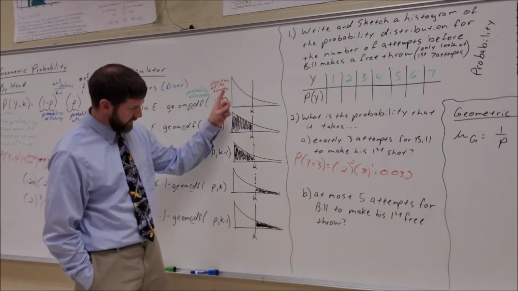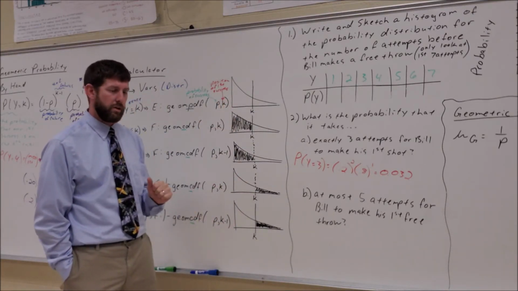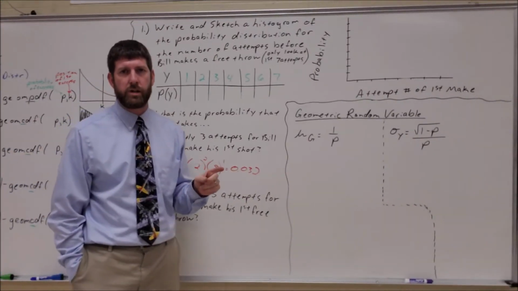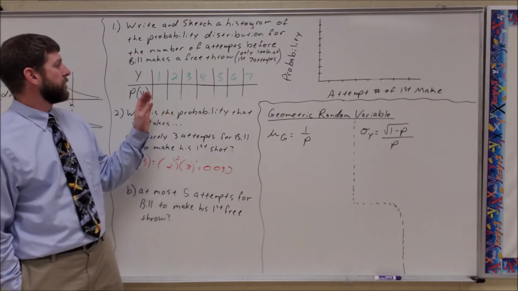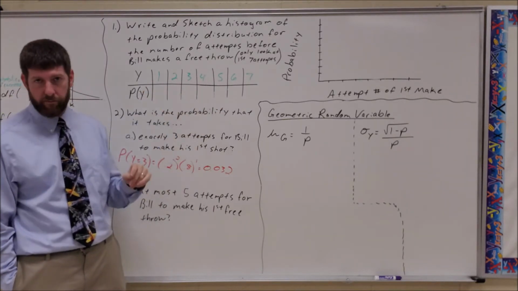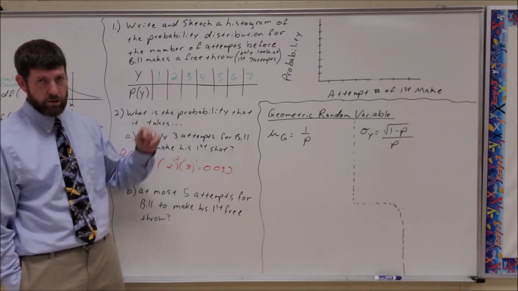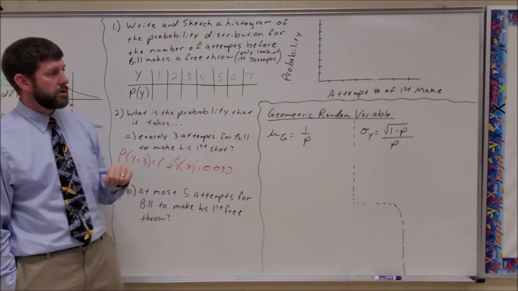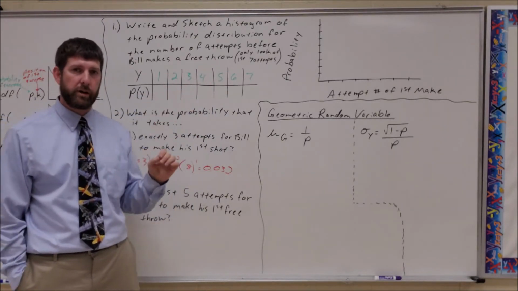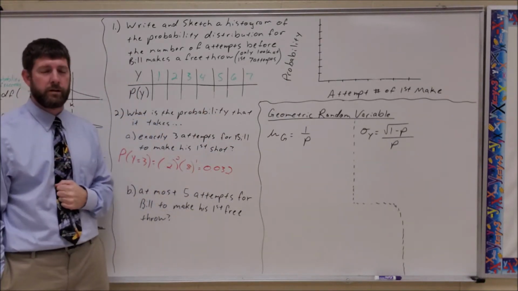You should have noticed here that these graphs look a little bit different than the graphs that we used on the binomial. So let's go through and work this example. I want you guys to fill in the table here. So calculate the probability for each of these values. So probability that he makes it on his first, or his second, or his third, and so on. So calculate those probabilities, and then we'll put it into this graph up here, and we'll talk about how geometric graphs and binomial graphs are a little bit different.